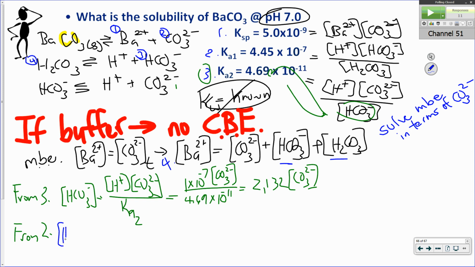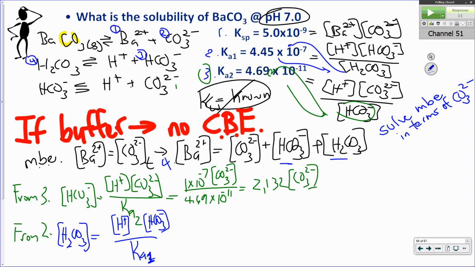The carbonic acid is equal to, I'm going to take this equation and rearrange it. I'm going to put this term on top, this term down on bottom. So it's equal to H plus times the bicarbonate divided by K2. Wait, wouldn't it be K1? Thank you, K1. So now I know H plus, I know K1, and I found out what the bicarbonate was in terms of carbonate, so I'm just doing the double substitution here.